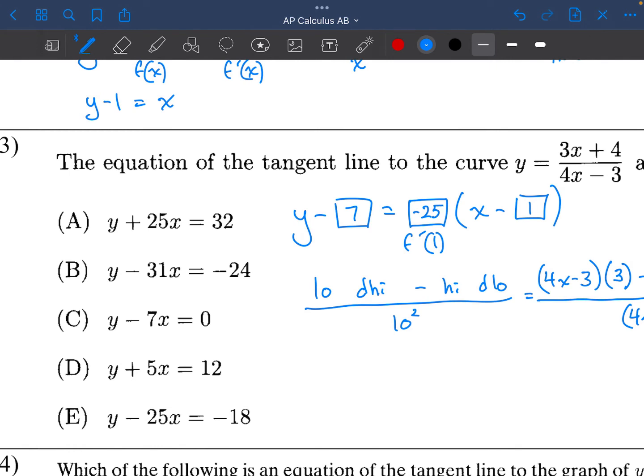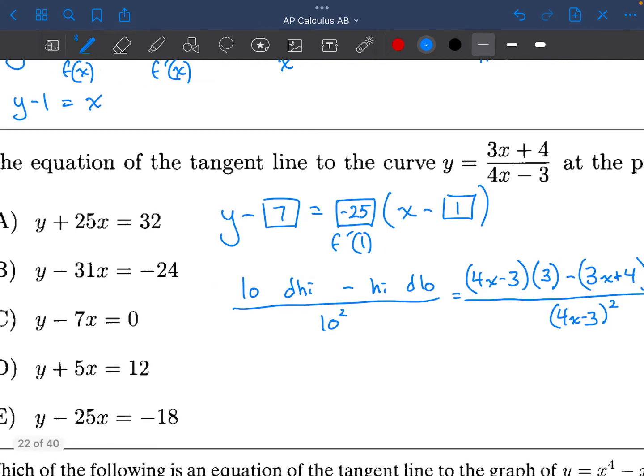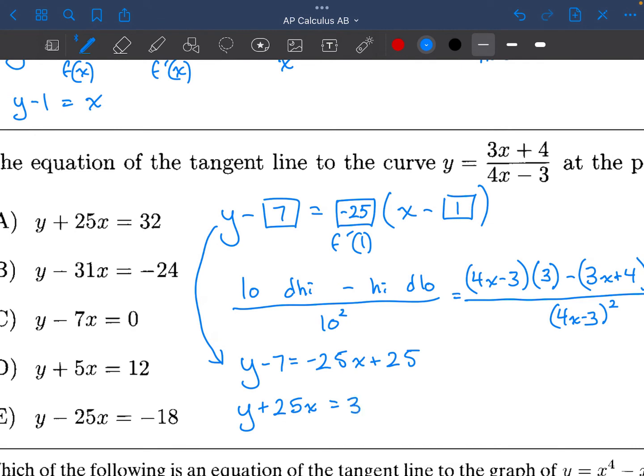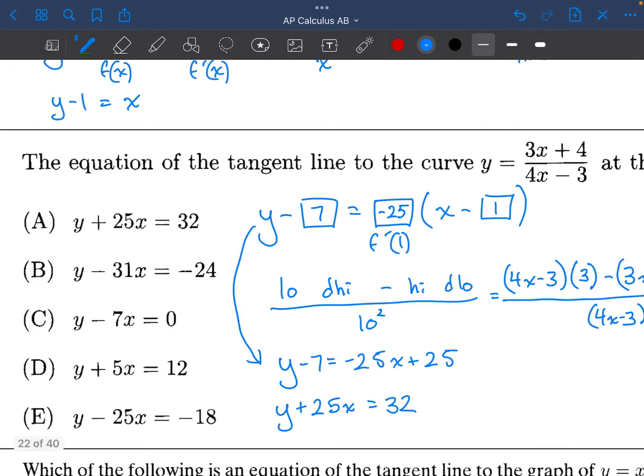Negative 25. Notice that they have their y's and x's on the same side, so I can simplify my answer down here and say that this is going to be y minus 7 is equal to negative 25x plus 25. I'm going to add the 7 to the right-hand side to get 32, and it's going to be y plus 25x is equal to 32. And that is option A.